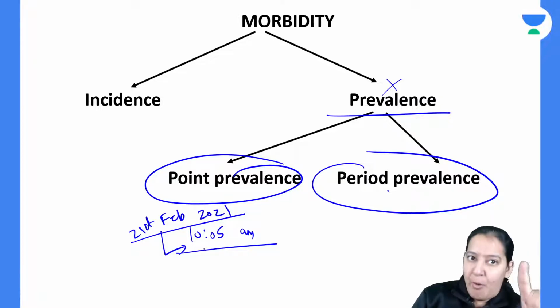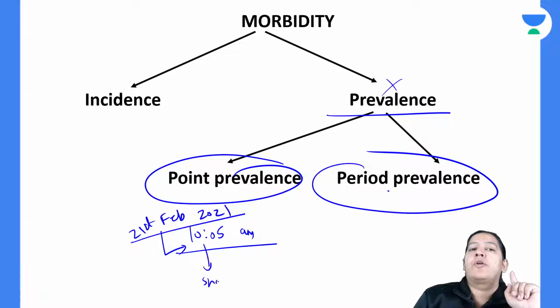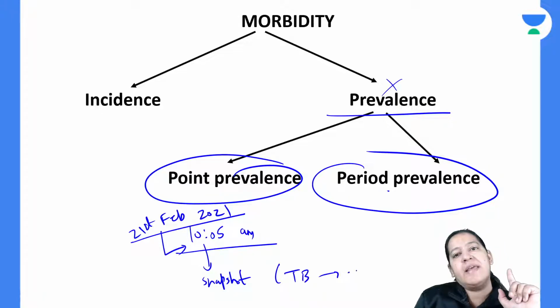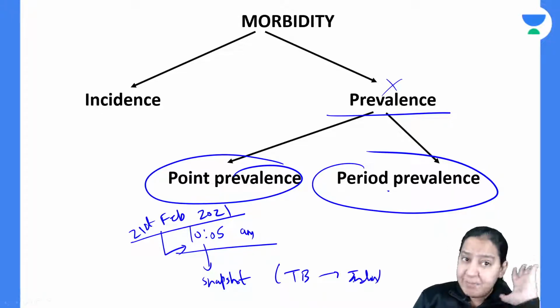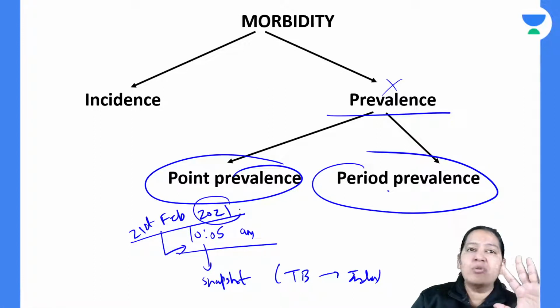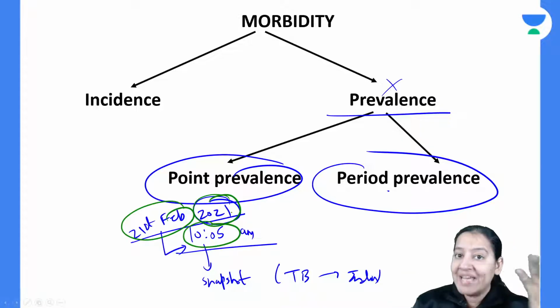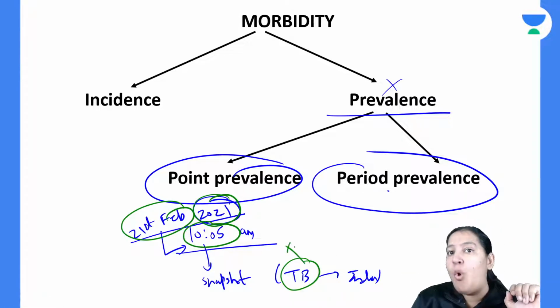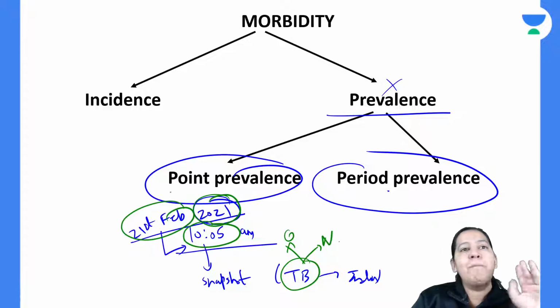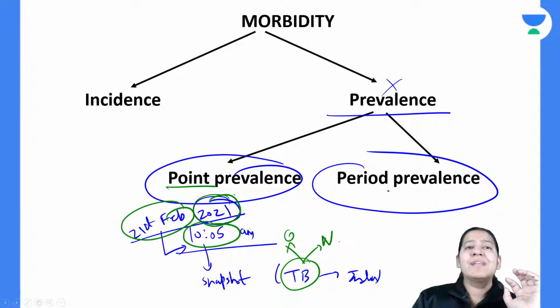So at this point, take a snapshot. Take a snapshot at this point of TB cases. All the TB cases in India, take a snapshot. I am not asking about the entire 2021. In 2021, on this date at this time, how many cases of TB are present, old plus new? That is the point. At that point, what is the prevalence? At that particular point.